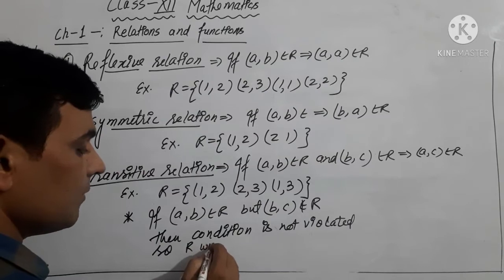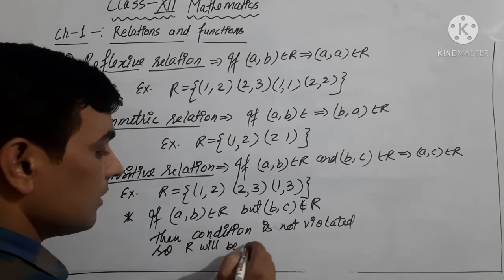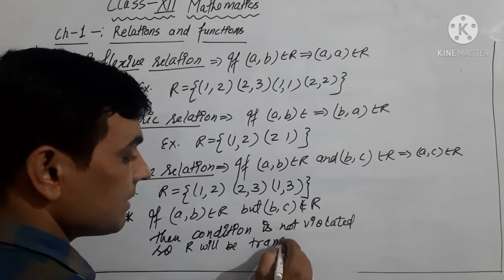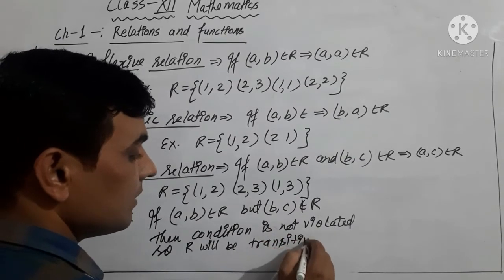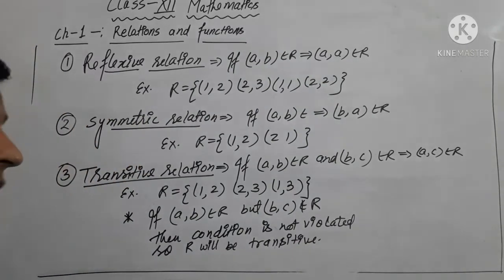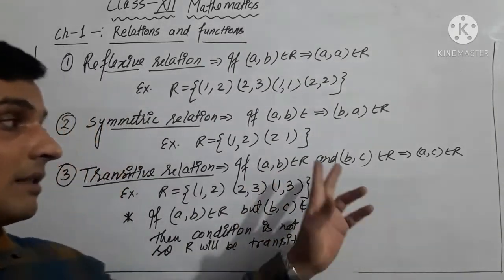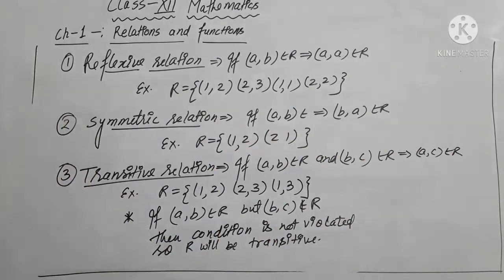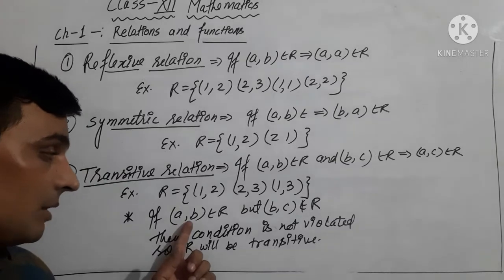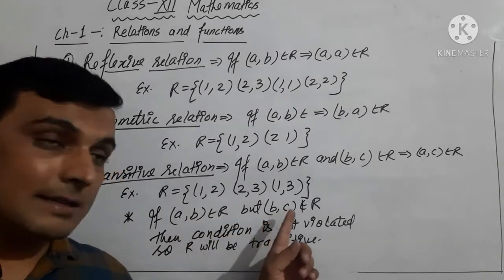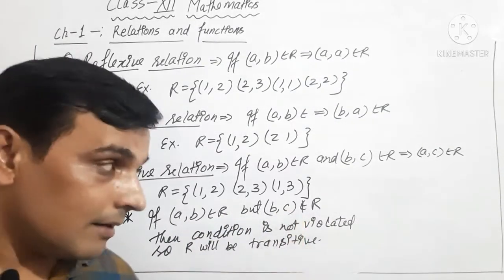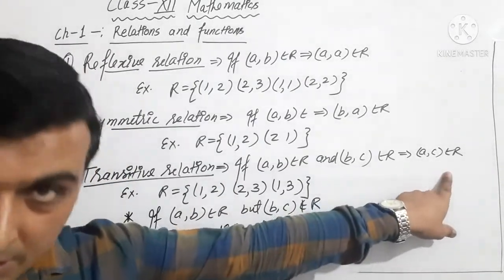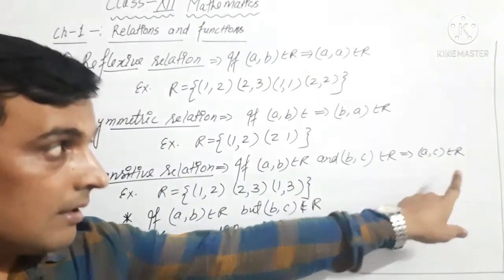So R will be transitive in two cases. If A comma B belongs to R and B comma C belongs to R, this should imply that A comma C belongs to R. This is the first case. And the second case is if A comma B belongs to R, but B comma C does not belong to R, then the relation will also be transitive because this condition is not violated here. Is it clear?